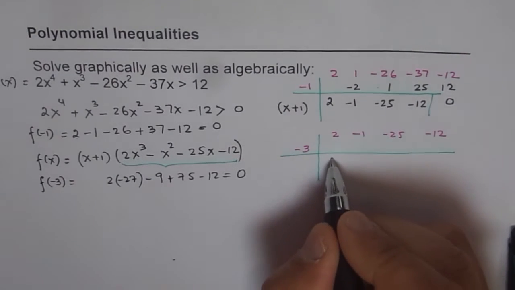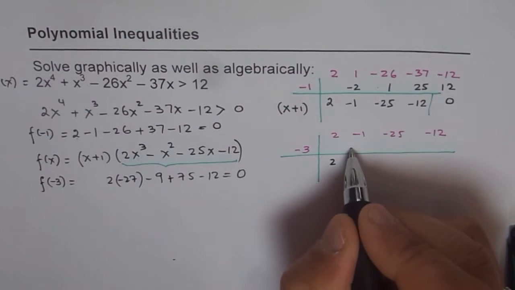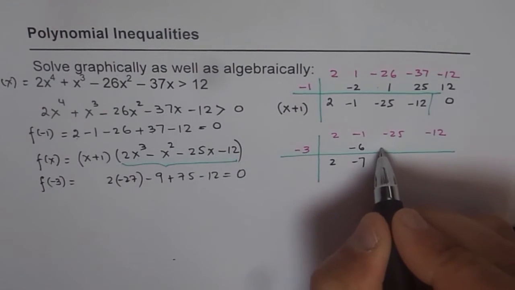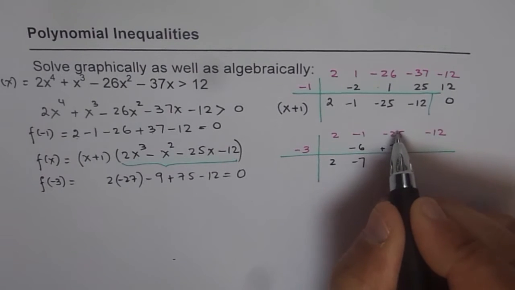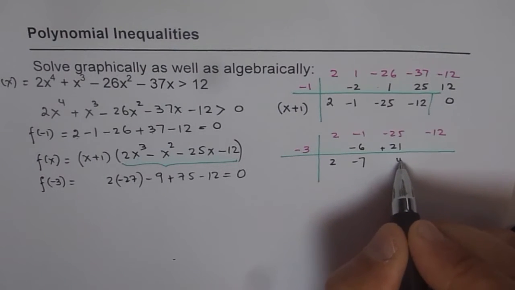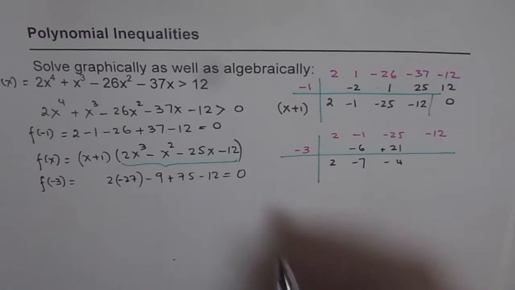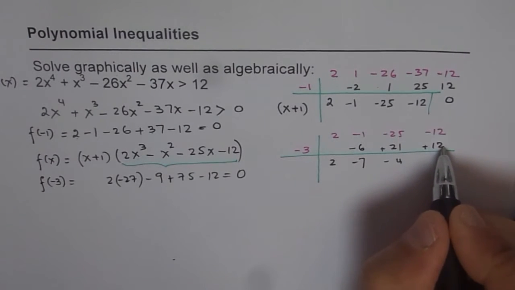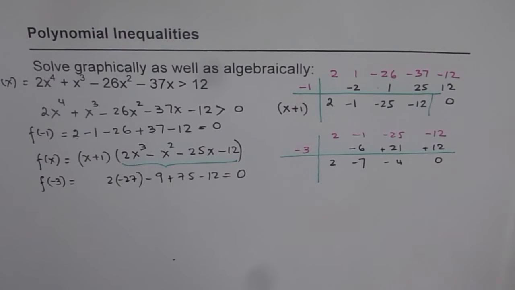So let's start with it, the same process. We'll bring down 2, multiply by minus 3, so get minus 6. Add them up, minus 7. Multiply, you get plus 21. Add them up, you get minus 4. And minus 4 multiplied by minus 3, you get plus 12. So you get 0 here, right? So that is a factor, of course.